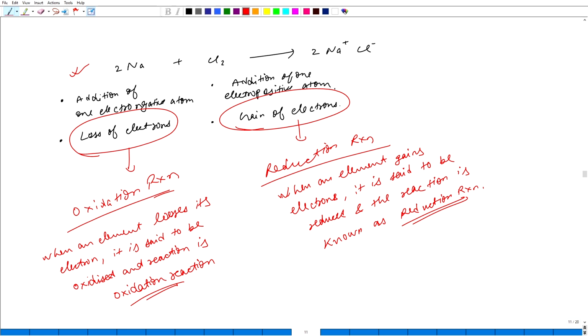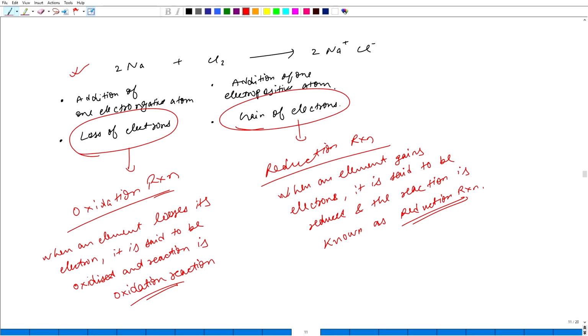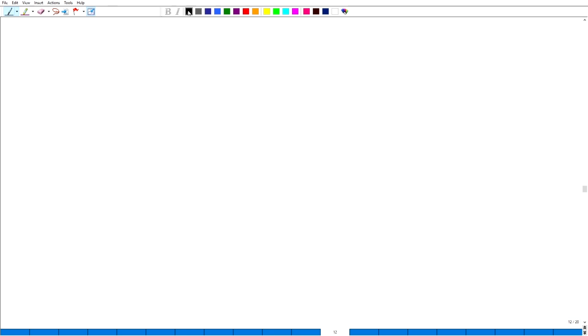Okay. So, till now you must have a bit of clarity about what is oxidation and what is reduction. Keep the earlier things in mind: addition of oxygen, removal of hydrogen, electropositive, electronegative. And this thing, that if someone is losing its electron, it is getting oxidized, and if someone is gaining an electron, it is getting reduced, called a reduction reaction, and combined we say redox reaction.